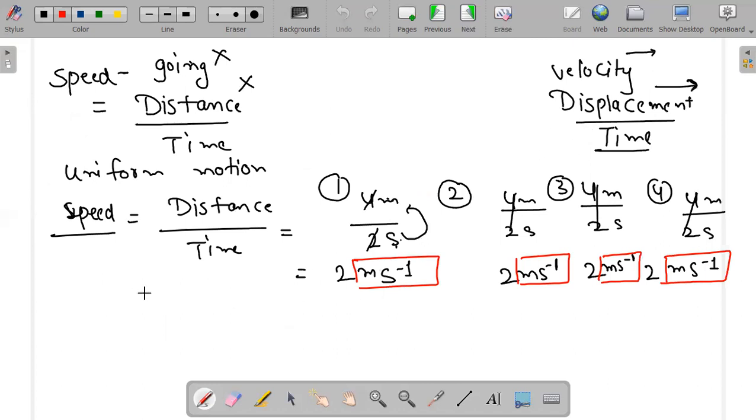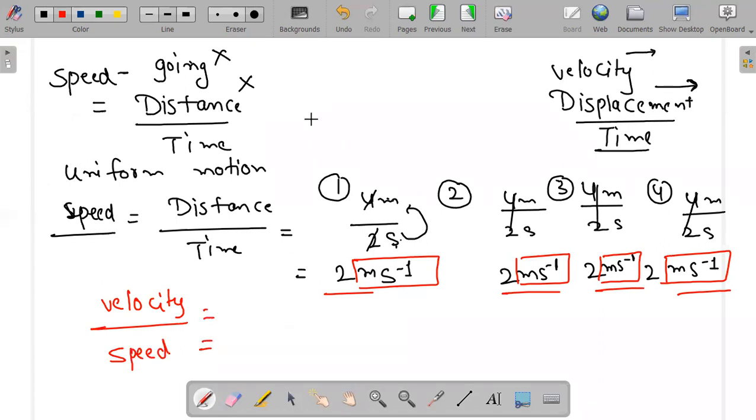In this case, you can see I have the same velocity: 2 meter per second, 2 meter per second, 2 meter per second, 2 meter per second. I have the same velocity, or the same speed, if I have uniform motion. You can see that out of uniform motion, I'm able to find the same velocity or same speed. Both are the same, only the difference is direction, otherwise everything is the same. So uniform motion brings the same velocity and the same speed.